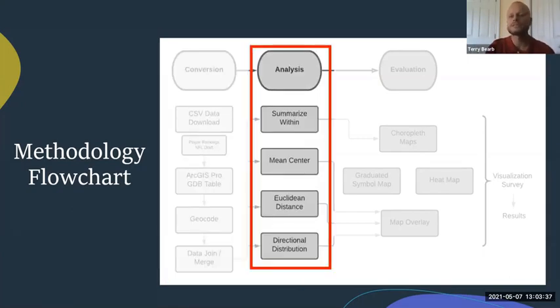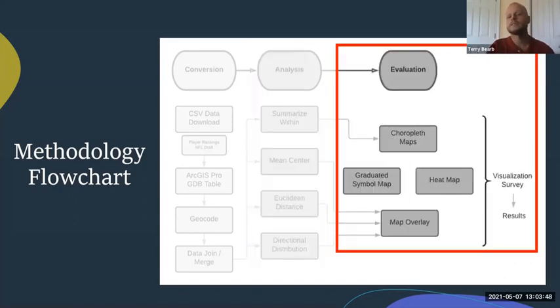And the analysis section consisted of using 4 different spatial analysis tools: summarize within, mean center, Euclidean distance, and directional distribution. And in the evaluation phase, that consisted of generating these 4 different thematic maps, analyzing those results, and then creating a visualization survey to analyze those results as well based off the maps.